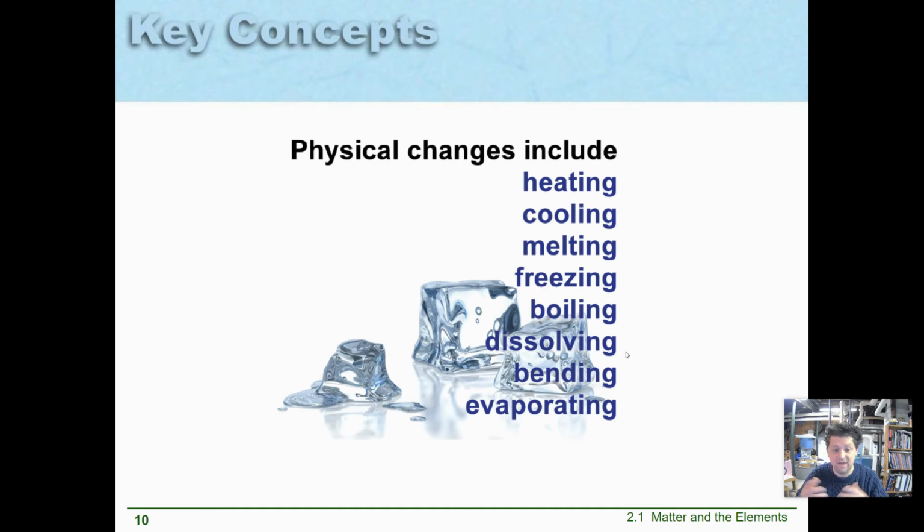Bending something or evaporating something or tearing a piece of paper, any of those kinds of changes that don't change what it's made of. If I rip a sheet of paper in half, I still have paper.